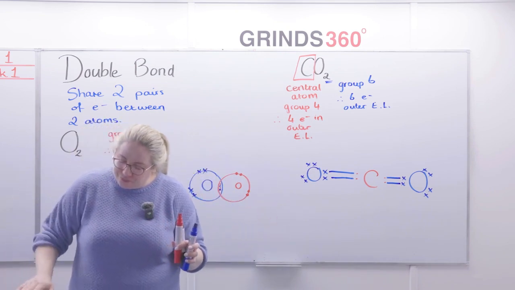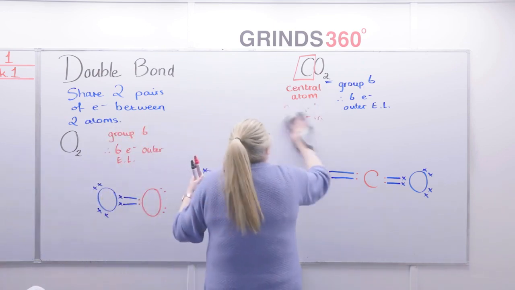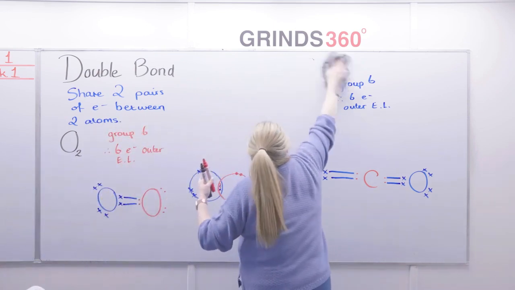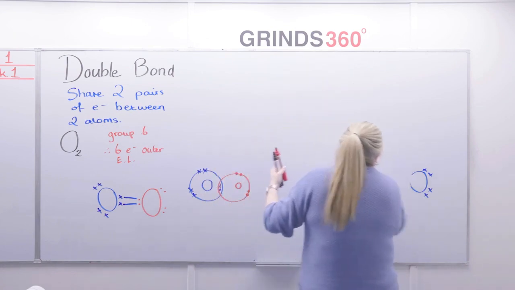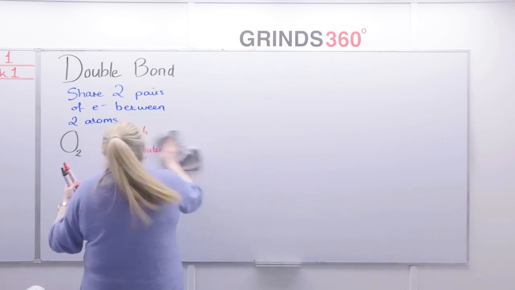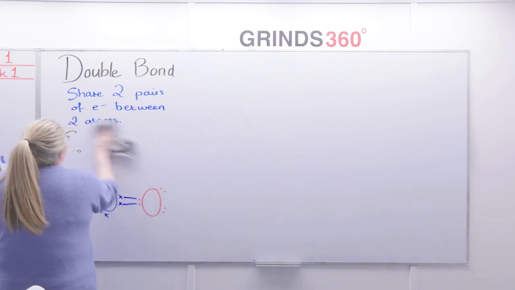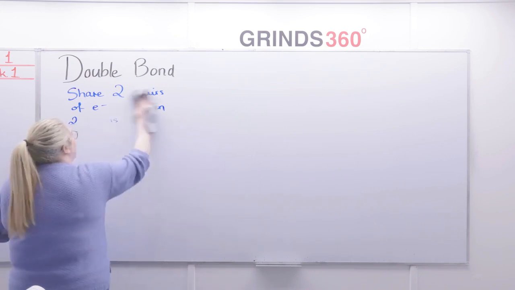Now, let's have a look at a triple bond. There's one triple bond that can come up on the leaving cert in terms of a dot and cross diagram, and it is to draw a molecule of nitrogen. Now, this one I need you to put a star beside. Nitrogen is one of the most commonly asked questions in bonding.